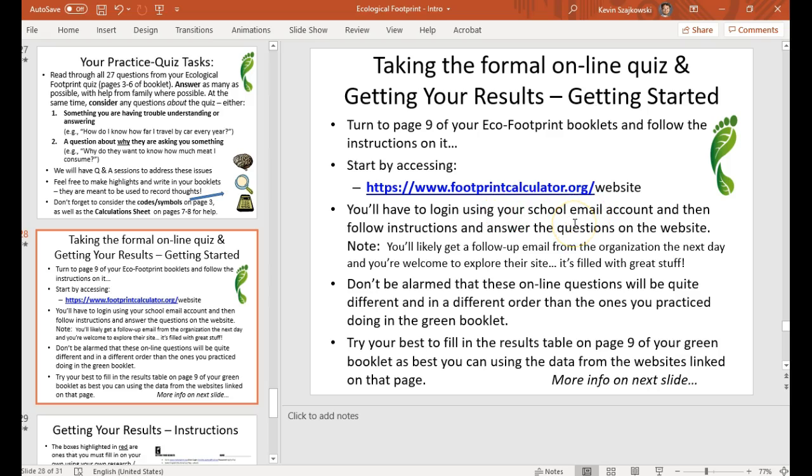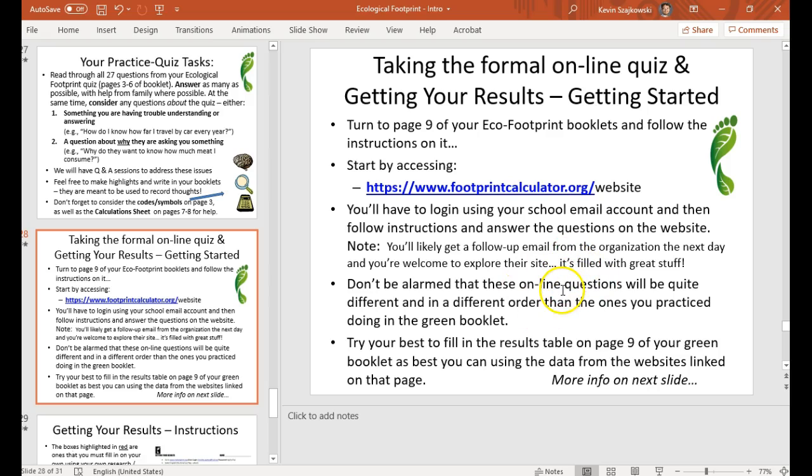And likely the next day, you're going to get a little email from them saying, thank you for visiting our site. Would you like to learn more? And you should feel free to click and go into their website. It's got tons of fantastic materials for you to learn more about ecological footprints. Okay, so don't be alarmed that the questions on this footprint calculator site are different than the ones that you were filling out on the 27 in your green booklet, your Eco Footprint booklet.